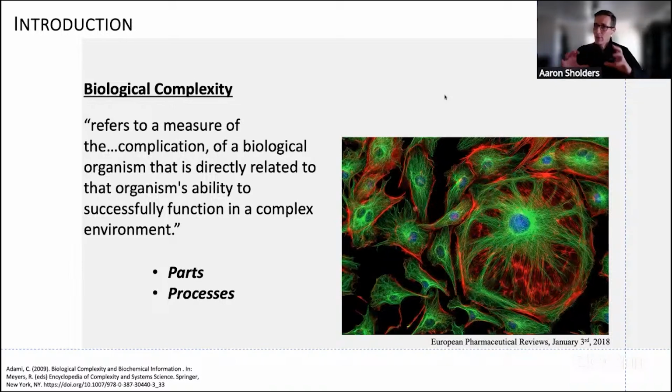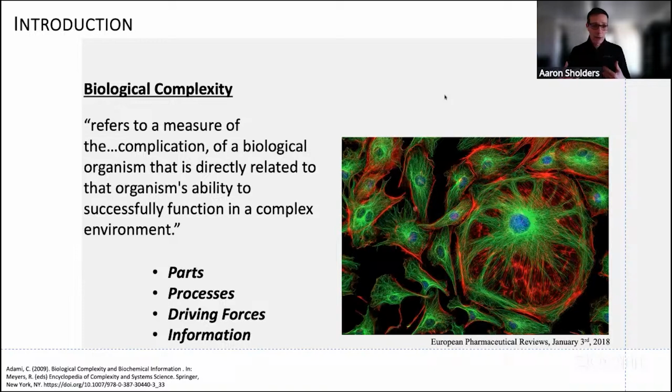So cells allow parts to carry out processes, and processes are going to be driven in a certain direction by driving forces. We won't spend a lot of time talking about driving forces, but the cell needs energy to carry out its processes. And then finally, and very importantly, cells also require a tremendous amount of information that directs the production of the parts and the processes that occur within a cell. The information within a cell is stored primarily in the genetic material, specifically DNA, which is found primarily in the nucleus.